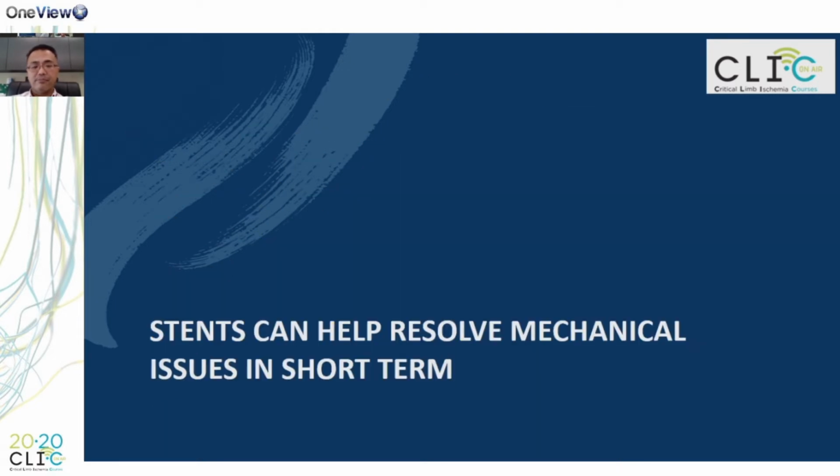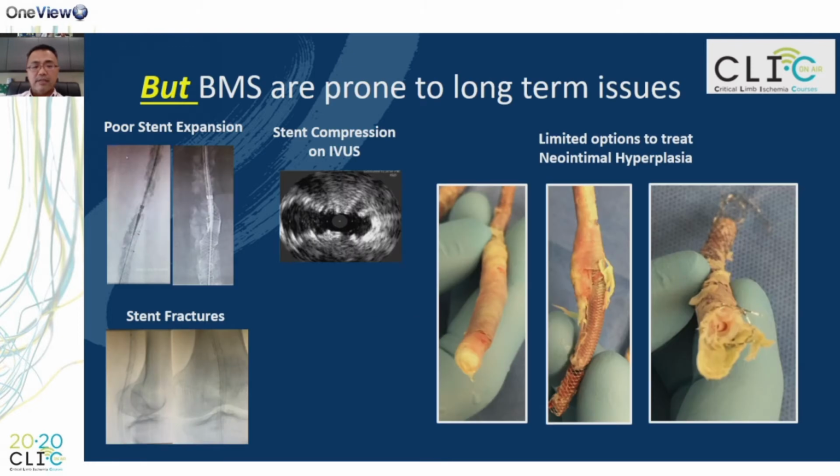Next slide, please. So we all know that stents are essential in the area of calcium. They are prone to poor stent expansion, stent fractures, and stent compression on IVUS. You can see some of our Japanese colleagues have excellent studies on this. And for those who are not familiar with what it looks like when you surgically remove a stent, this is the intense neointimal hyperplasia that you see in either an interwoven stent or a self-expanding stent.